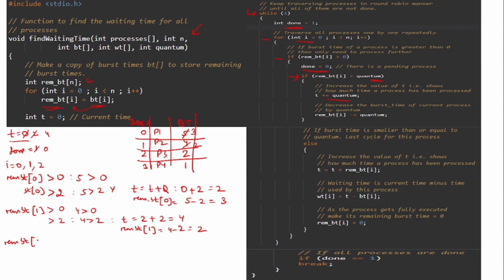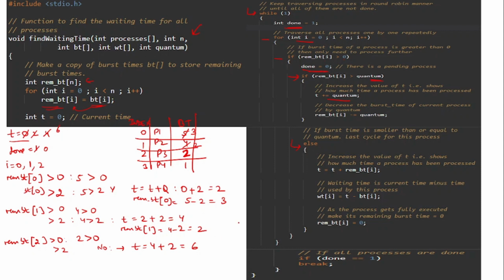The remaining burst time of 2 is greater than 0. So yes, 2 is obviously greater than 0. I'm talking about this 2 here. Then I check whether the remaining time value is greater than the value of time quantum, 2. I see here the value is not greater than 2, it is equal to 2. So this if will not be executed, and I will come into the else part. Under the else part, t is equal to t plus remaining time. So t was 4 plus the remaining burst time of this process, which is again 2. So this gives me 6.